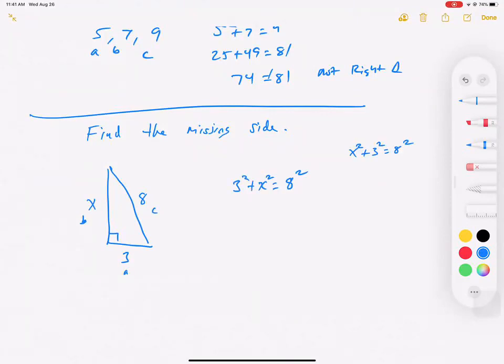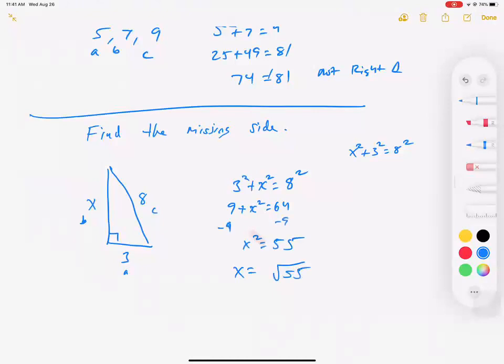If we multiply it out, 9 plus x squared equals 64. Subtract 9 from both sides. x squared is equal to 55. Now, most of us might have forgotten, or maybe somebody has forgotten, my next move to get rid of a square is to take a square root of both sides. So we take x is equal to the square root of 55.